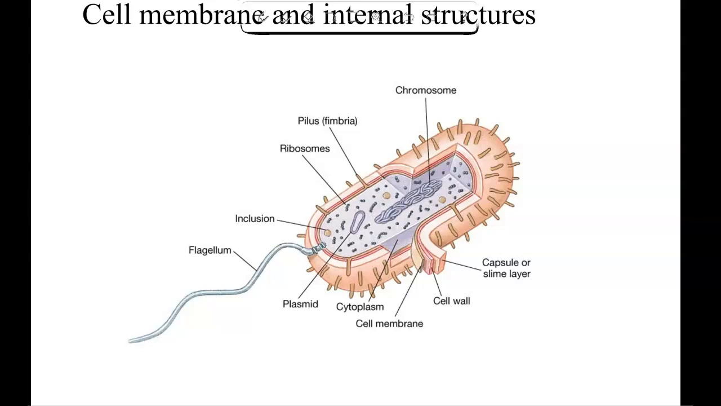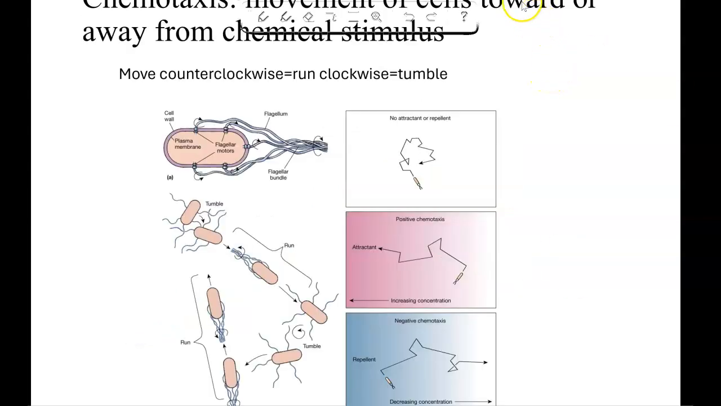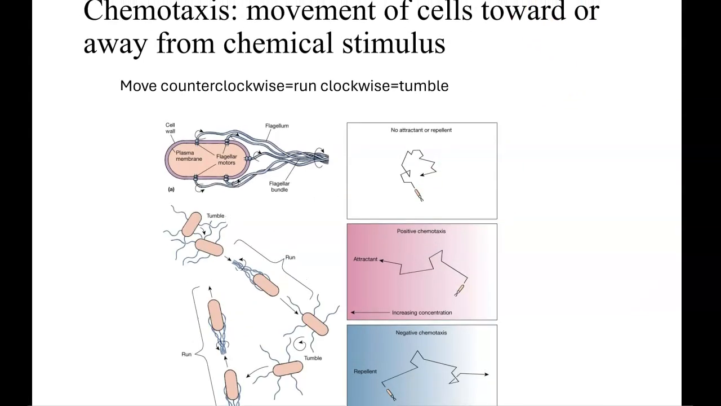On the outside, you can see where this one has a glycocalyx. We can also see the cell wall and the cell membrane. And also this one has a flagellum as well. So relatively simple compared to our eukaryotic cell that we will talk about.